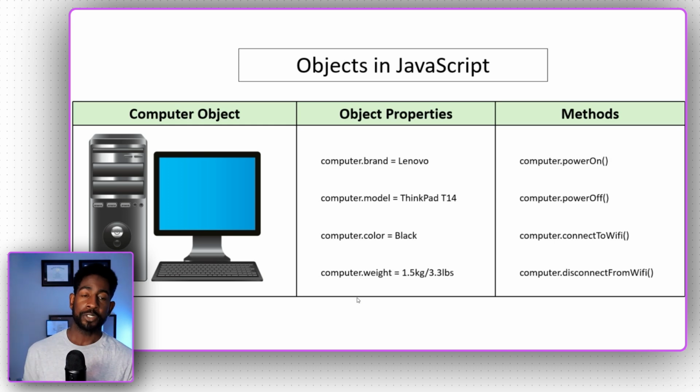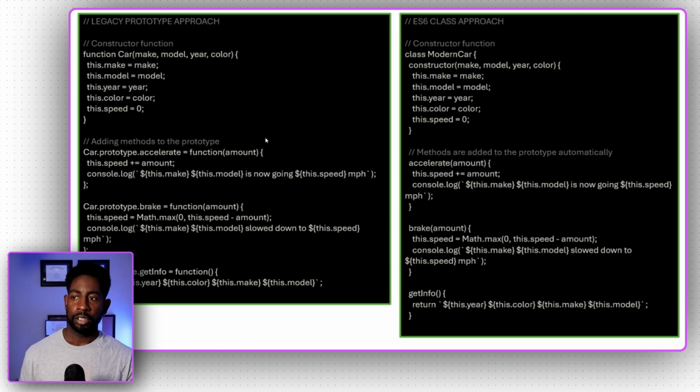There are 2 ways to add methods for objects. One is the legacy way, we'll say. The other way is ES6, which is a newer way to add methods to the object that we're talking about. So let's take a look at how that looks in JavaScript.